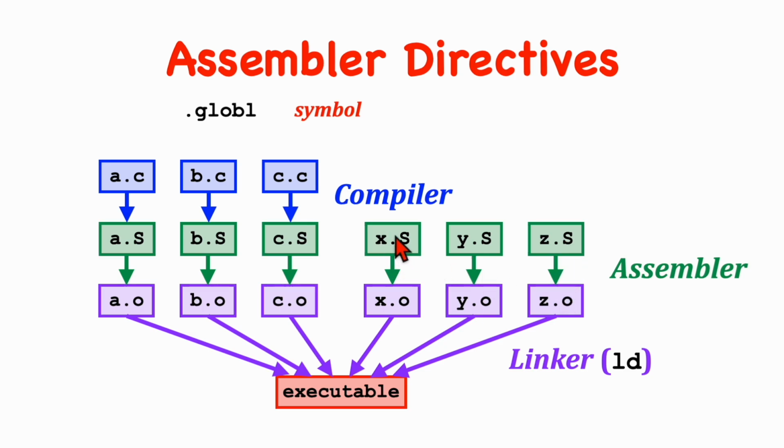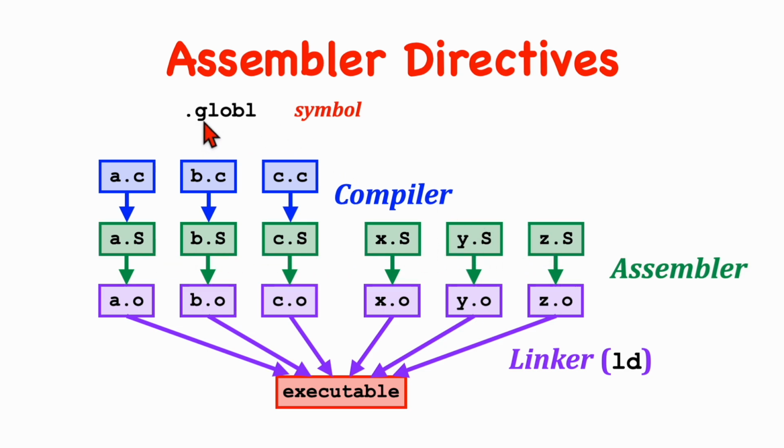But let's say that you want to create a function within X that you want to make available to the other components in this large program. So you're going to define some function, and you're going to have a label on its first instruction. Maybe the function is called foo. And so you want to make foo available to all of the rest of the program.